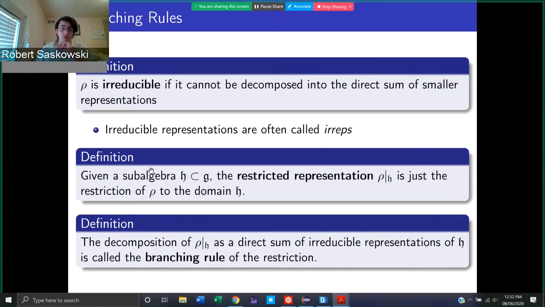And given some subalgebra H of G, we can define a restricted representation, which is the representation restricted to the subdomain H. Since rho is a map, we can restrict it to H. And this will, in general, be some representation of H. However, the representations of H are not necessarily the same as the representations of G. And so, in general, this is not going to be an irreducible representation of H, even if it is irreducible in G. So the way in which rho sub H decomposes as a direct sum of irreducible representations of H is known as the branching rule of the restriction. So this is the thing that we really want to be calculating.